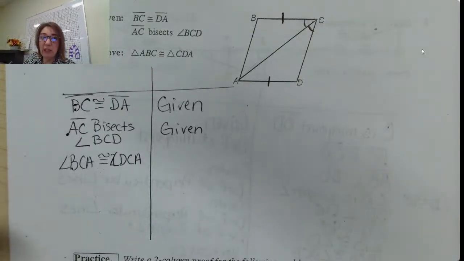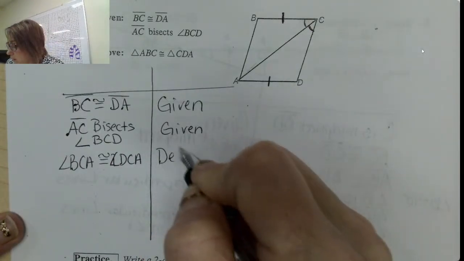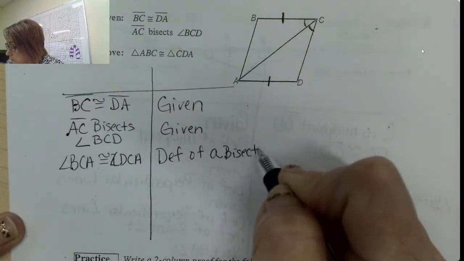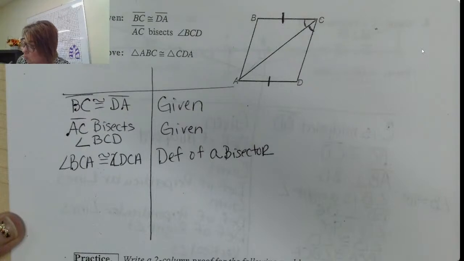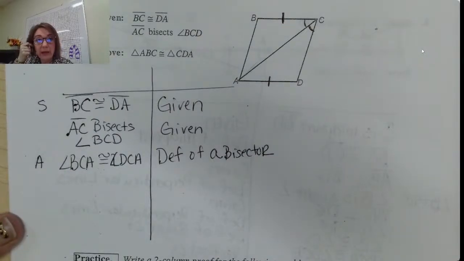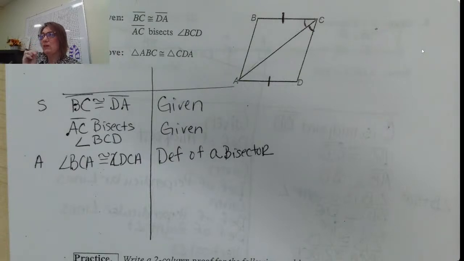And what's our reason behind knowing that? Like, how do we know it? Definition of a bisector. We know what a bisector is, so that tells us that those two angles are congruent. So this is definition of a bisector. We know that these two sides are congruent because they told us. We know that these two angles are congruent because we figured that out. What else do we know? Because that's all the information they gave us.